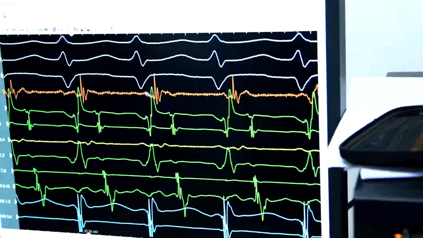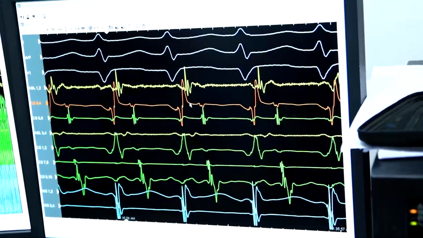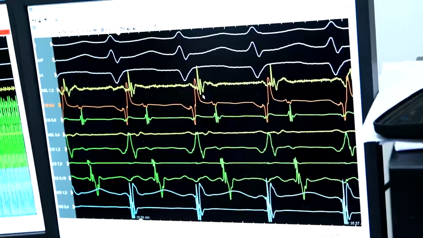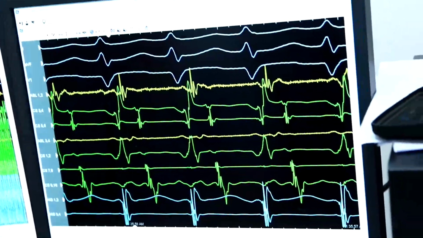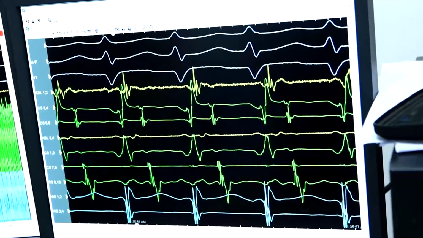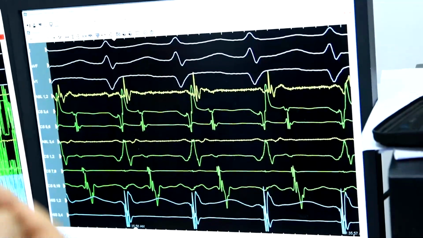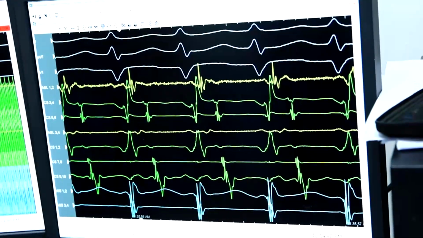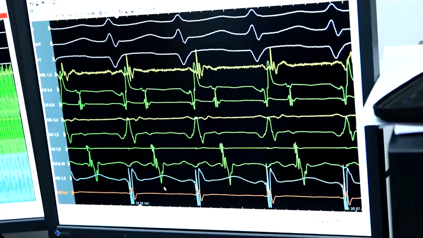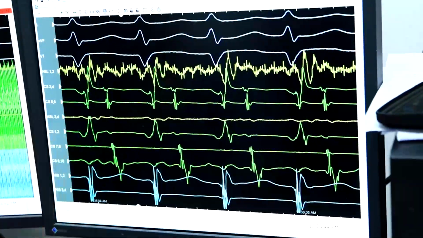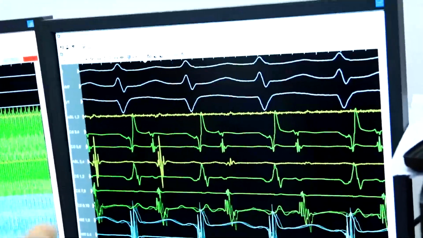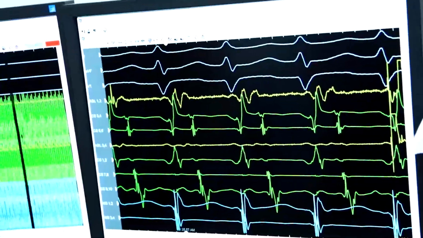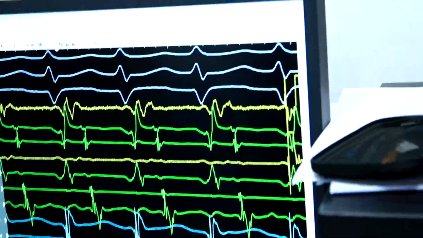Here we noticed that we have a very short VA time on the left side, on the mitral annulus. So we decided to pace from the left ventricle. I could not introduce another catheter beside the ablation catheter into the left ventricle, so I placed the ablation catheter into the left ventricle first.